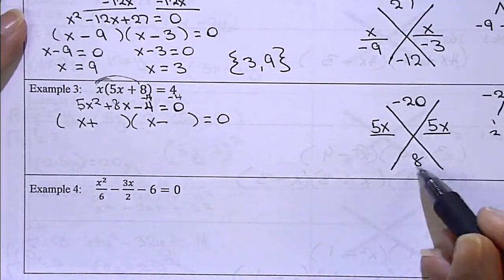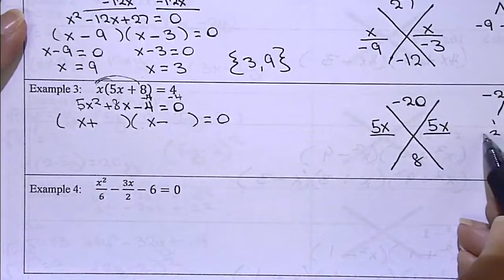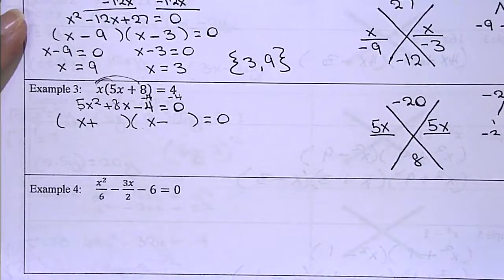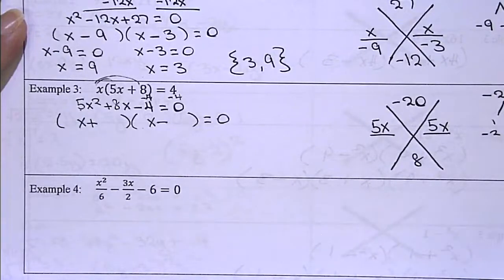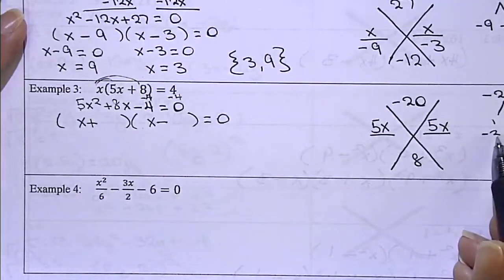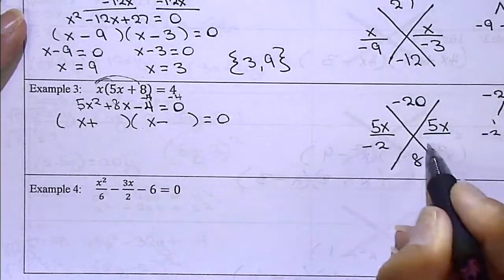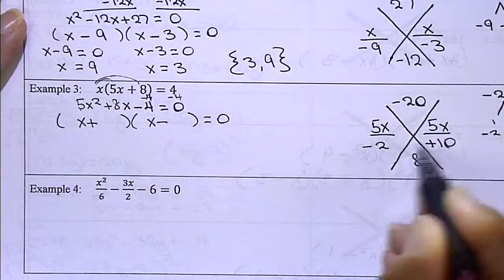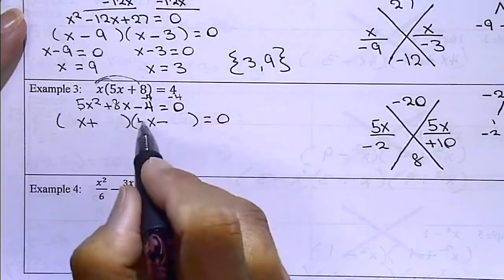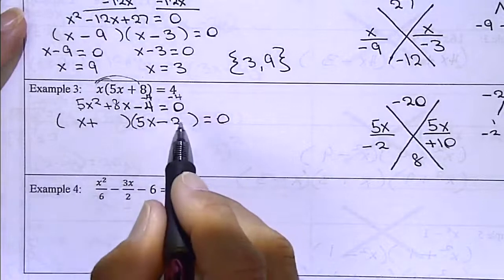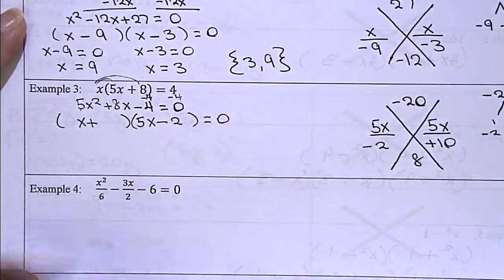I need it to be a positive 8, so this bigger one has to be positive and the 2 has to be negative. Check it. 10 minus 2 gives me 8. Yep, that'll work, right? So I come over here and I say, okay, minus 2 plus 10. This one will do just like it is, 5x minus 2. It goes in here with the negative one that I just wrote, right?